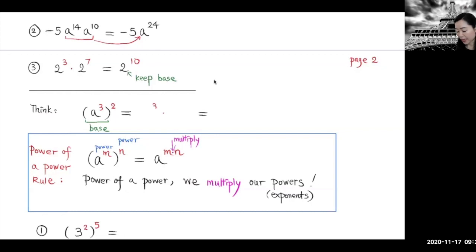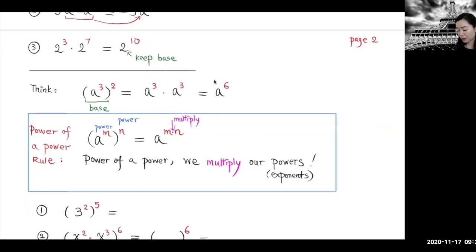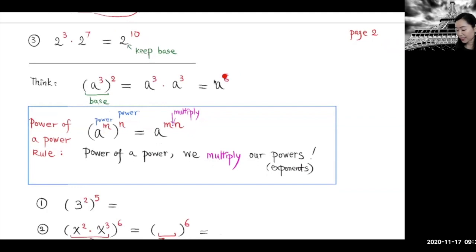So you're going to multiply a cube with a cube, which is a to the 6th power, right? You add the exponents. Notice that this 6 is actually the 3 plus 3, which is the same as 3 times 2. So the 6 here is relating to this. How many times is this 3 adding itself? Well, it will be 2 times, so 2 times 3 makes 6.